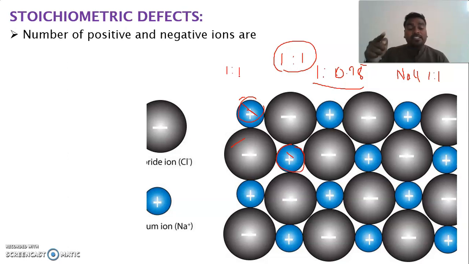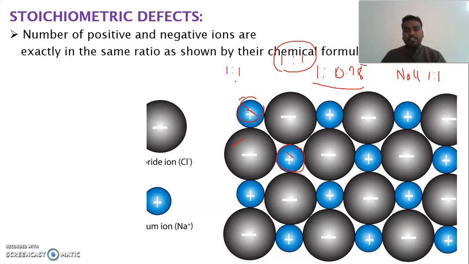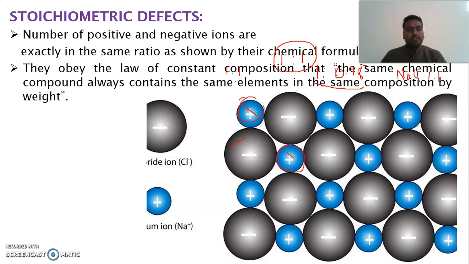So this is called a stoichiometric defect. That means the defect takes place in which the number of cations or an equal number of ions, cations and anions, are missing, and this type of defect obeys the law of constant composition. That is, the chemical compound always contains the same number of elements, the same composition by weight.